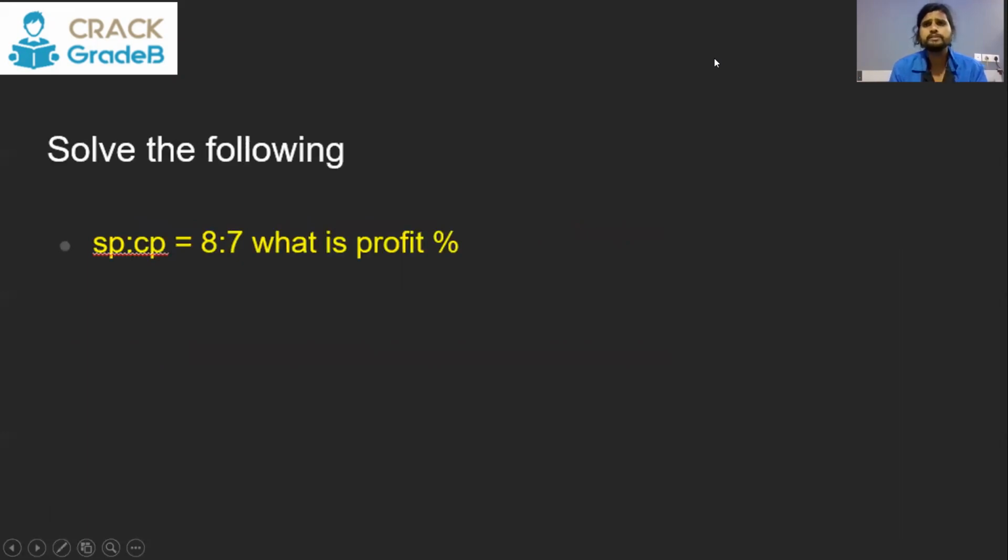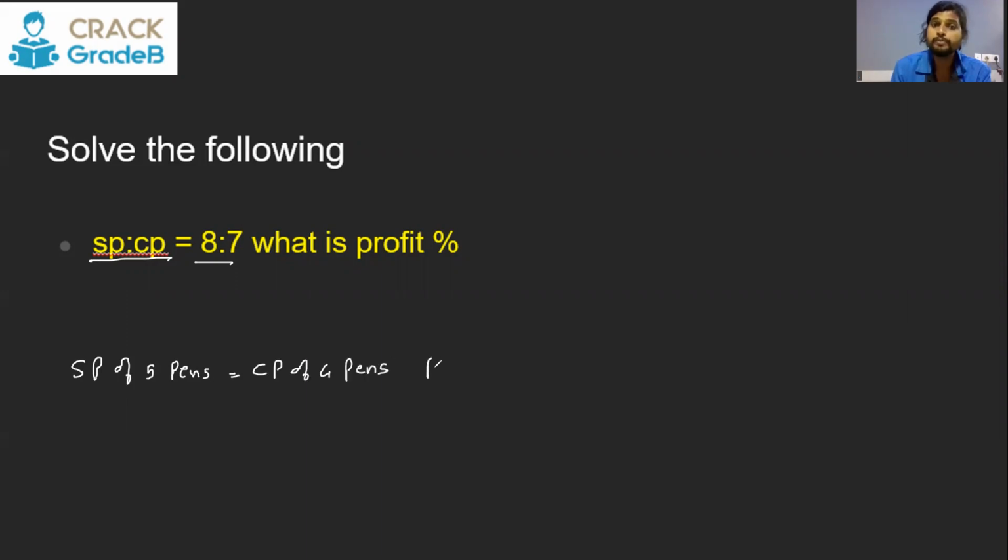Now, sometimes what happens is the question, rather than in this form, could be in this form, like this. Selling price of 5 pens is equal to cost price of 4 pens. What is the profit or loss percent?